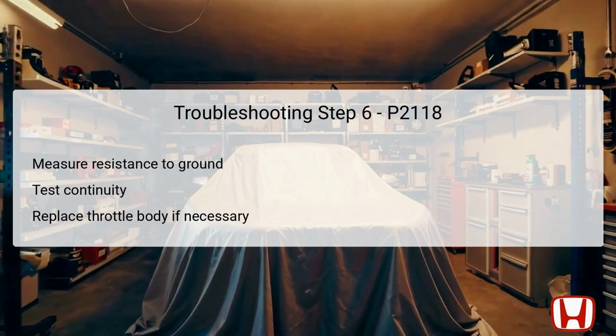If continuity exists, it suggests a short to ground and indicates that the throttle body indeed requires replacement. On the other hand, if no continuity is found, then the internal circuitry of the throttle body is functioning adequately, allowing you to proceed by updating the ECM engine control module software if it is not current, or substituting a known good ECM for further diagnostics. This ensures that all possible faults leading to DTC P2118 are effectively investigated and resolved.